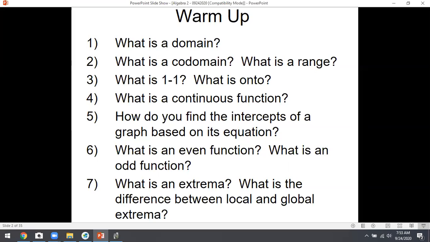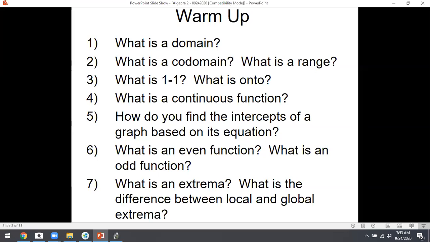Something is onto if your range is equal to your codomain. That's the answer for that one. So if I actually do get out everything I could get out, that is what onto is. This is kind of like your review right here, but we'll go more in depth as we go along.